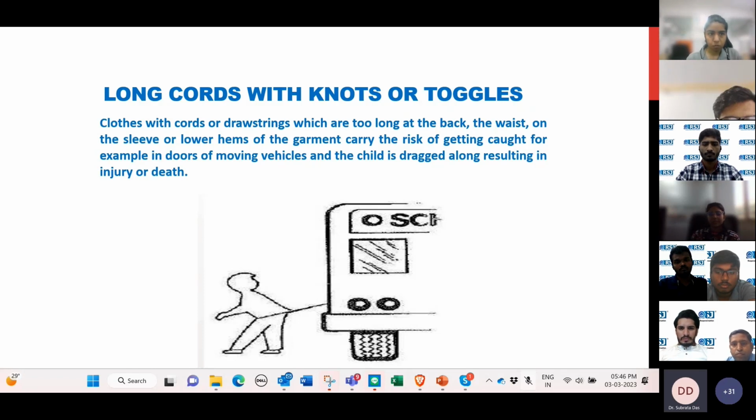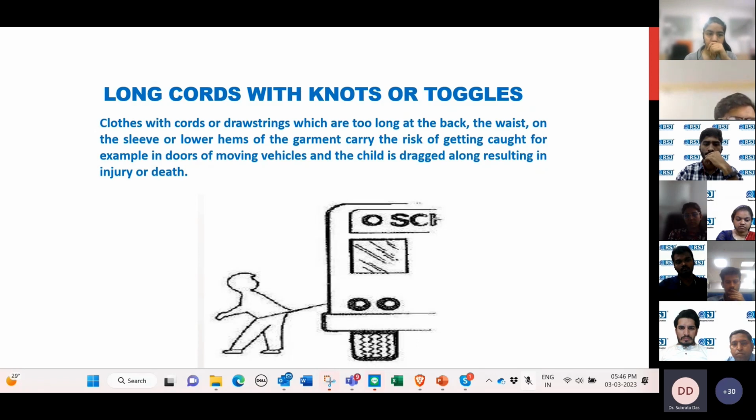These are things that happened in the US also, this kind of cord and drawstring related issue. Based on that, the CPSIA formed the regulations. Now coming to long cords with knots and toggles. Children's clothing especially, with cords or drawstrings which are too long at the back, the waist, the sleeve, or the lower hems of the garment, carries the risk of getting caught. For example, in the door of a moving vehicle, with the child getting dragged along, resulting in injury or death.